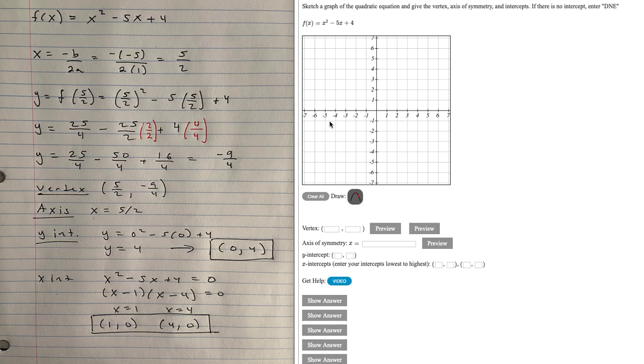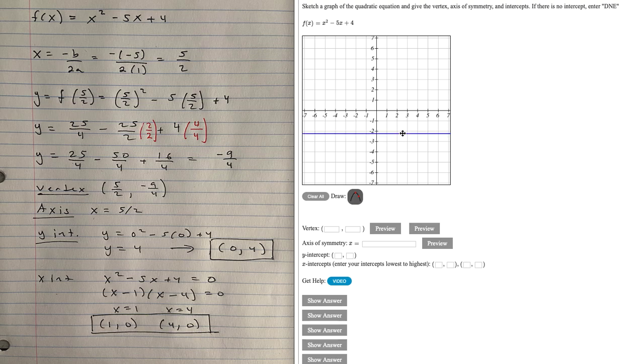So now, after I did all that talking, let's see if I can actually get this thing graphed right. So this is going to be 5 halves. Sorry, my cat is attacking my printer. Cat, stop. Okay, so we got 5 halves, so let's do that. So that'd be about there. And then negative 9 fourths would be negative 2 1/4. So 2 1/4 should be about, let's say, about there.